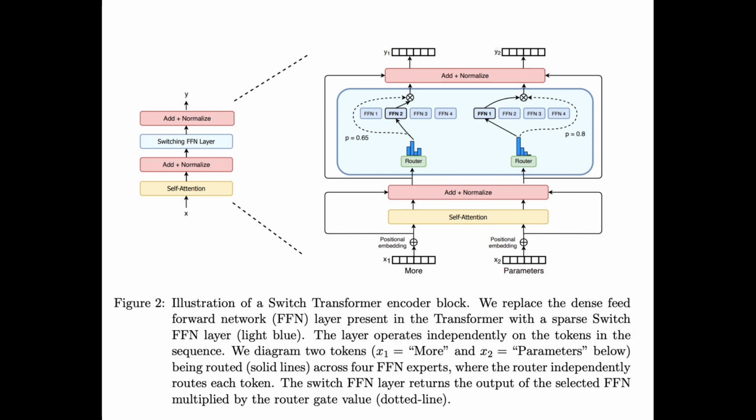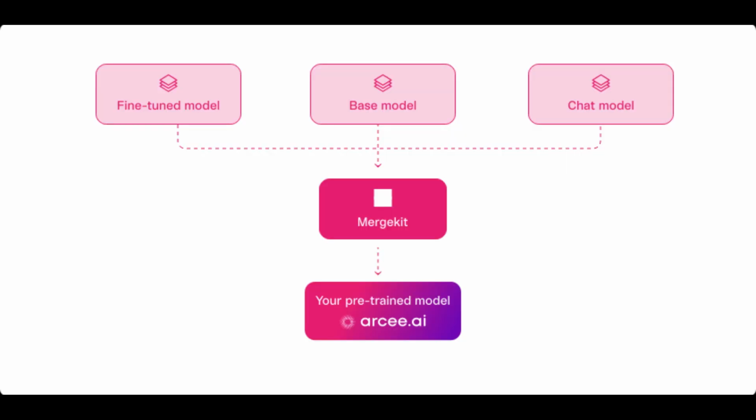Model merging is a technique that combines two or more LLMs into a single model. It's a relatively new and experimental method to create new models for cheap. No GPU required. Model merging works surprisingly well and produced many state-of-the-art models on the open LLM leaderboard.